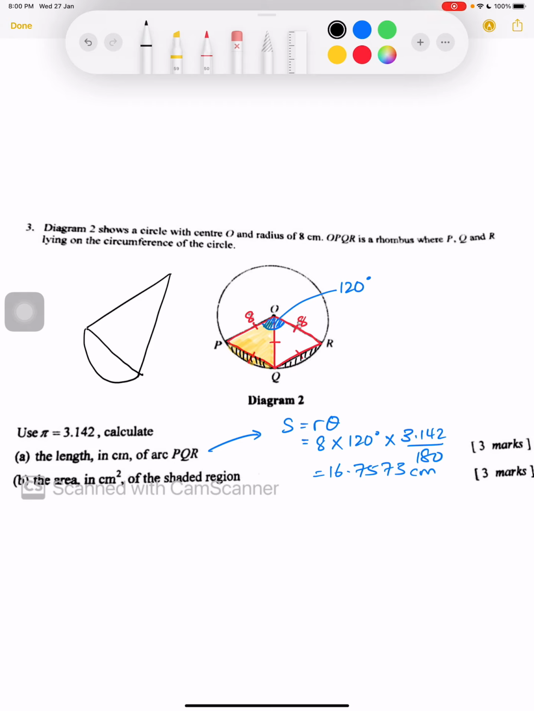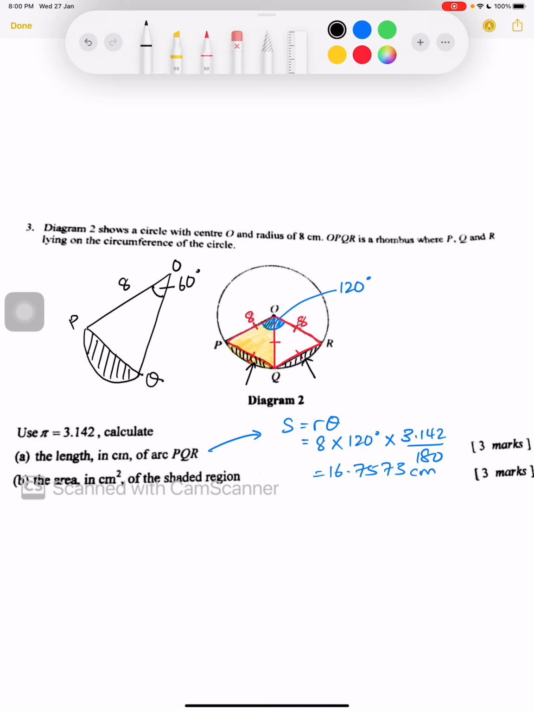Okay, I have my O, I have my P, I have my Q. All right, and then I want to find this shaded region. Why do I do that? Because I know that this side and this side, they are of the same size, so I can actually find one part. So when I do that, I can multiply by 2. At the end of the day, I got the answer, right? So now I have 60 degree over here. This is 60 degree, and then I know this is 8 centimeter. Right, so that's my radius.